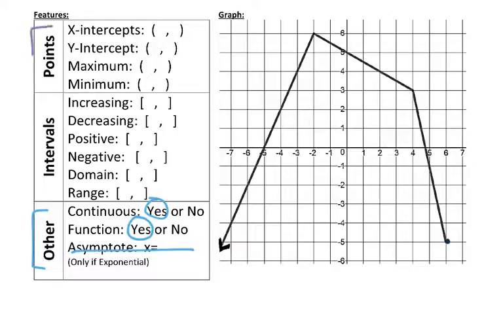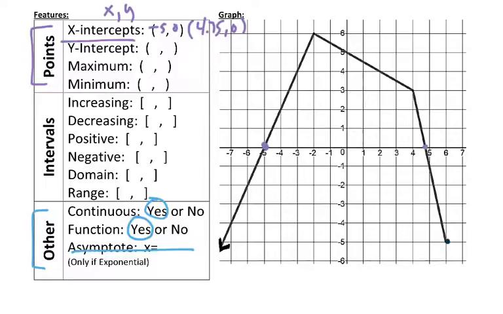Alright, now let's take a look at our points. So remember, the points are an x and a y. So, do we have any x-intercepts? Yeah, we actually have two of them, don't we? One right here at -5, 0. And then we actually have another one, at about, let's say, 4.75, 0. A function can have more than one x-intercept.